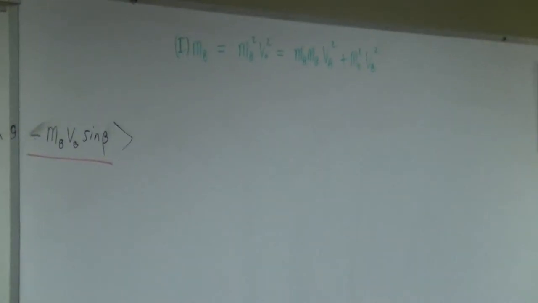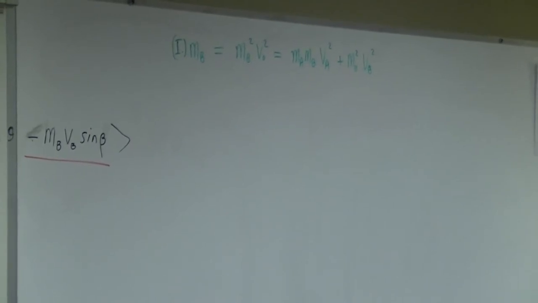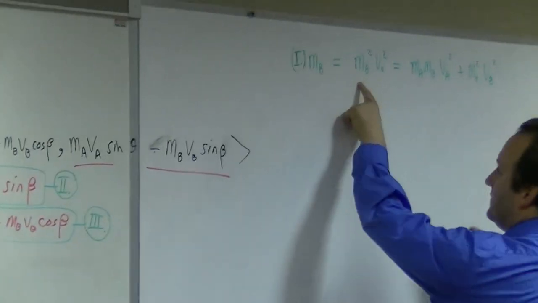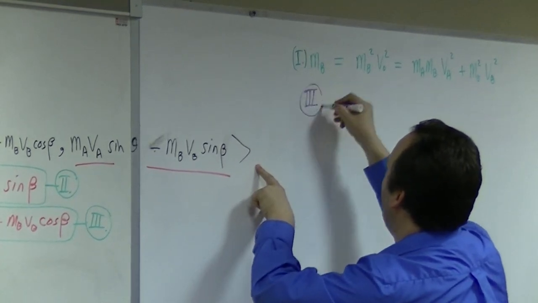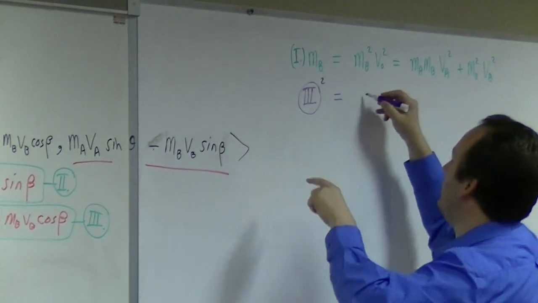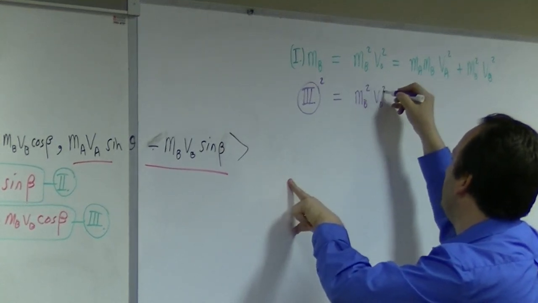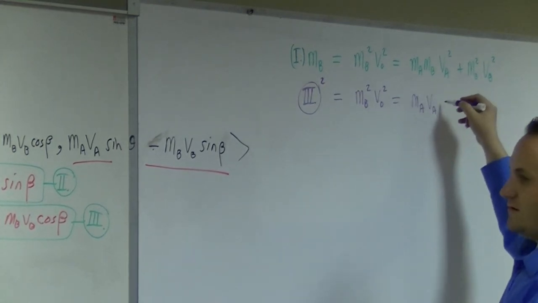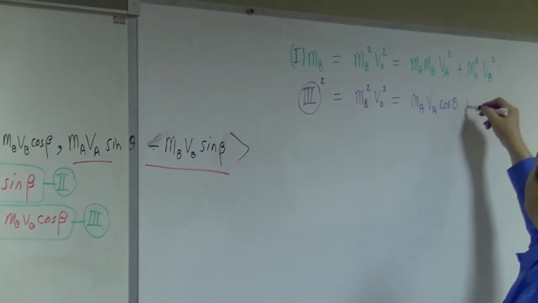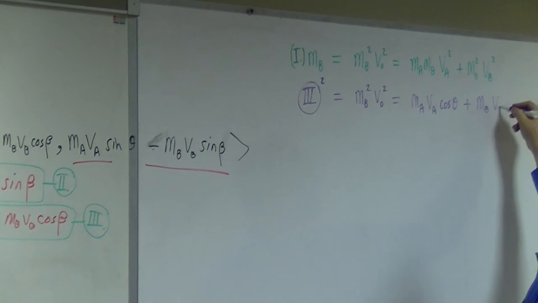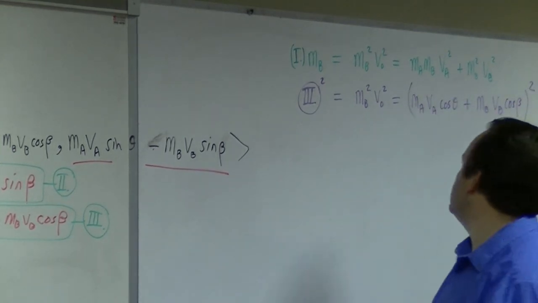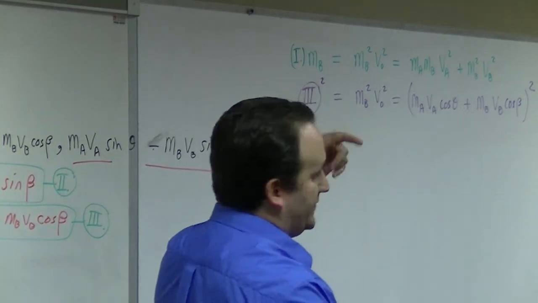Well, down here I've got the same mb v naught, right? So if I square 3, it matches up with this, right? So 3 squared gives me what? I get myself an mb squared v naught squared, right? Equals what? MA VA cosine theta plus MB VB cosine beta, quantity squared. So those two things are equal, right?